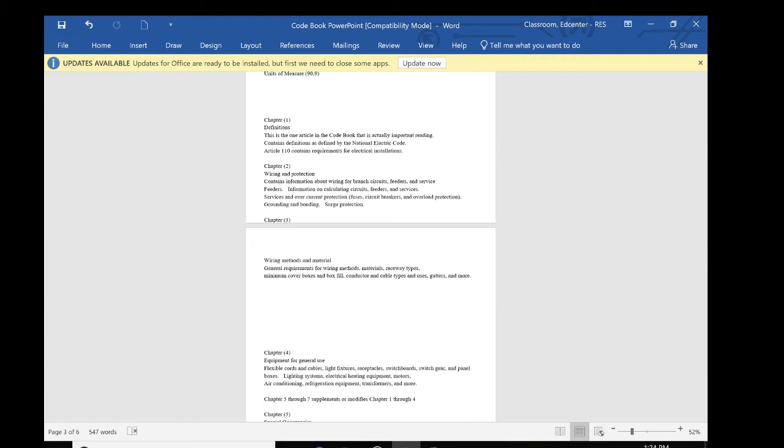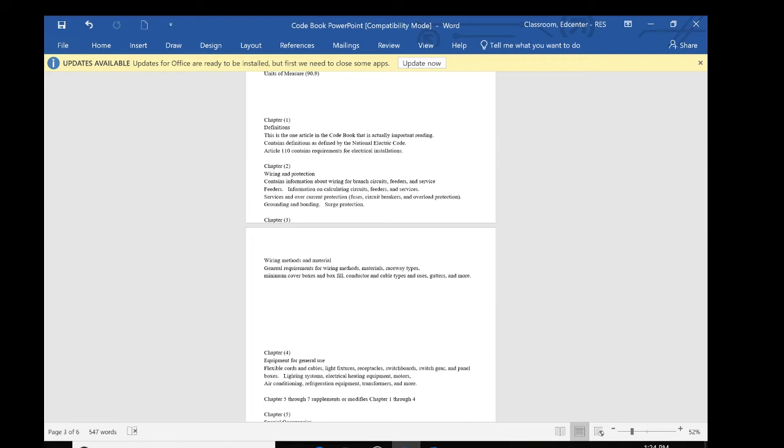You have Article 250, which is grounding, which a lot of people like to say is the most important article in the code. I think they're all the same, but a lot of people believe that because it's grounding and bonding, and that's for your protection. So it is real important, and it's a pretty big chapter, so there's a lot in there.